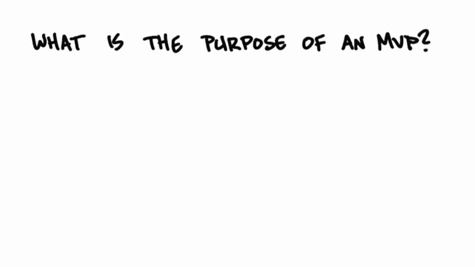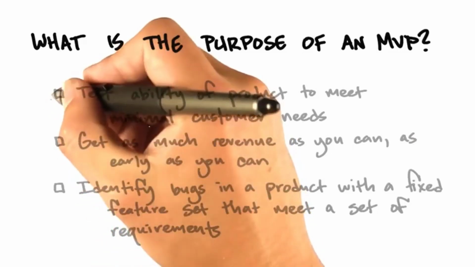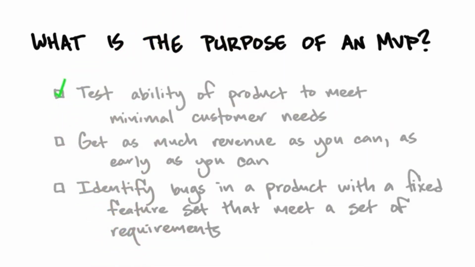What's the purpose of a minimum viable product? Take a look at the list and pick the appropriate answer. So the question is, what's the purpose of a minimum viable product? It turns out that the answer is pretty specific. You want to test the ability of some portion of your product to meet minimum customer needs, and that might change over time. That is, the MVP slowly grows as your confidence in who the customer archetype is. It's not how to get as much revenue as you can as early as you can.